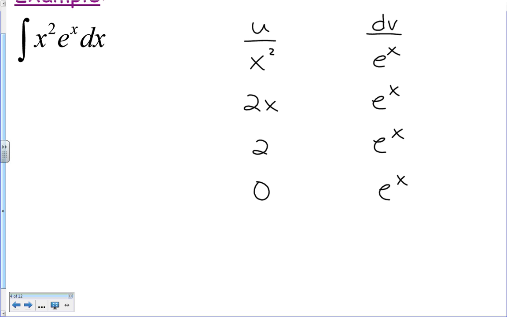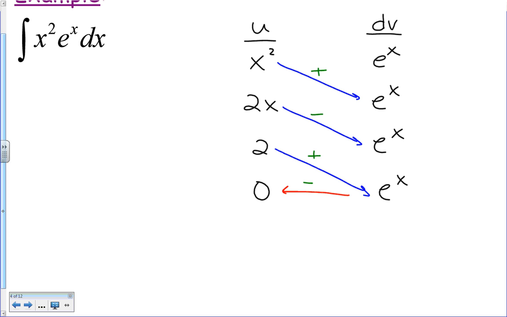Now, we said that we multiply this diagonal, and then we integrate the bottom row. And the other thing that we said in our technique was we've got to alternate signs. You start out with positive every single time. It's always positive for the first diagonal, then it's negative, then positive, then negative, and it keeps alternating. Right there is our answer. We just have to write it down.